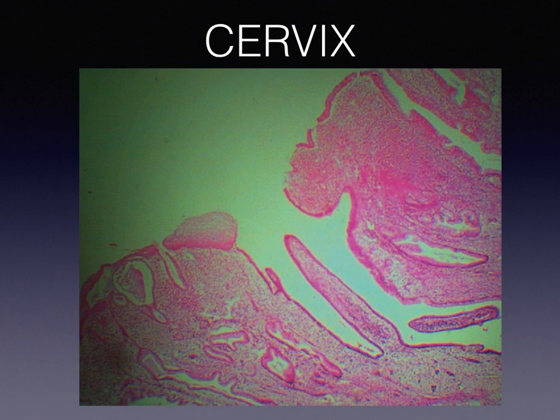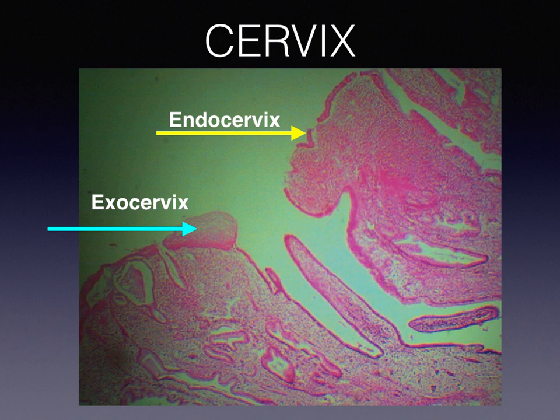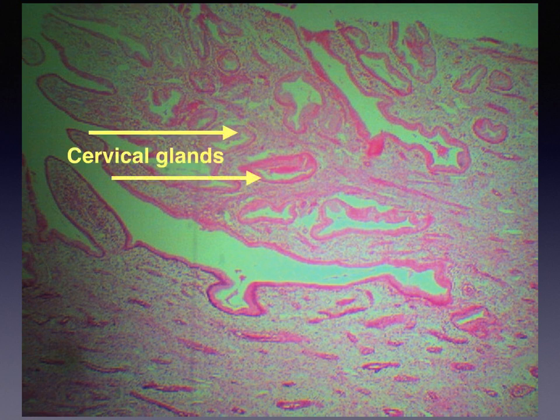Next, we have the cervix. We have two portions, endocervix and the exocervix. And also, we have the plica palmata, which is a projection of the mucosa. Focusing now on our exocervix, which is lined by stratified squamous non-keratinized epithelium. And now we have the cervical glands, which is in the endocervix. The presence of cervical glands, which is mucus secreting for the function of lubrication.